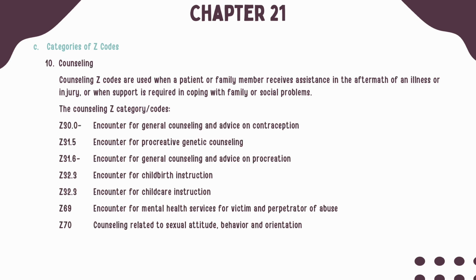Counseling codes are to be used when a patient or family member receives counseling in the aftermath of an illness or injury, or when support is needed to help cope with family or social problems. The categories and subcategories include, but are not limited to, counseling for contraceptive, procreative, genetic counseling, childbirth instruction, child care instruction, mental health services and perpetrators of abuse, and sexual attitude, behavior, and orientation.